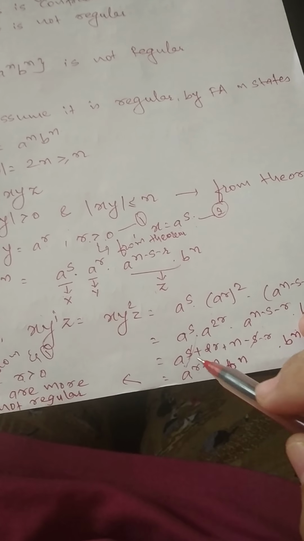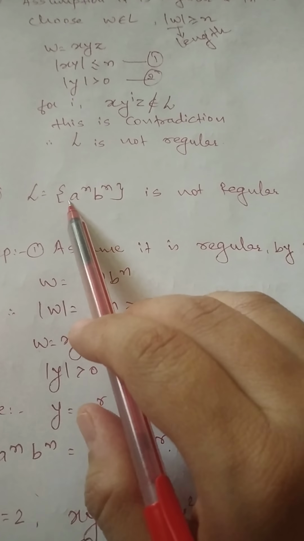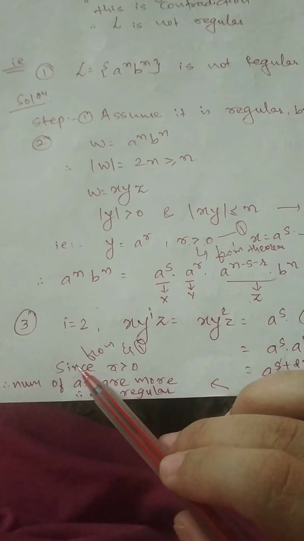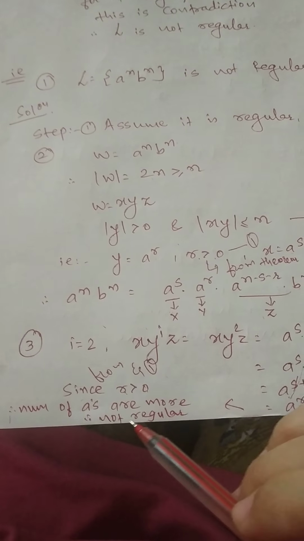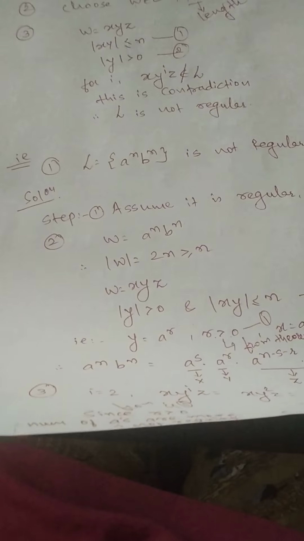That means a has more occurrences than b, but according to our given language, a and b must have the same number of occurrences. Since r is greater than 0, the number of a's is more. So we have proved it is not a regular language. Hope it's clear to you.